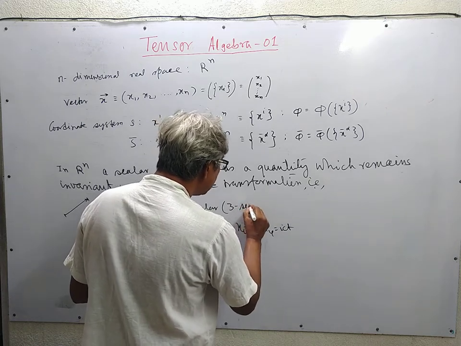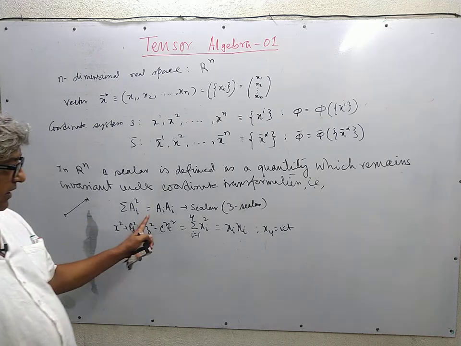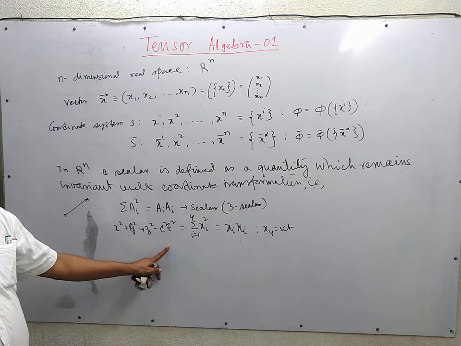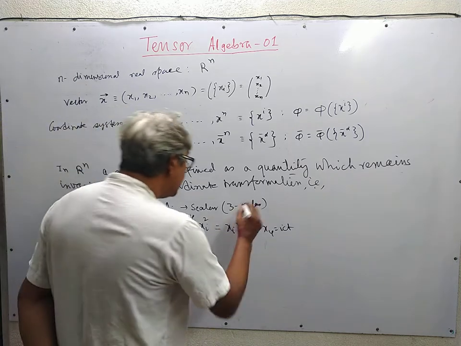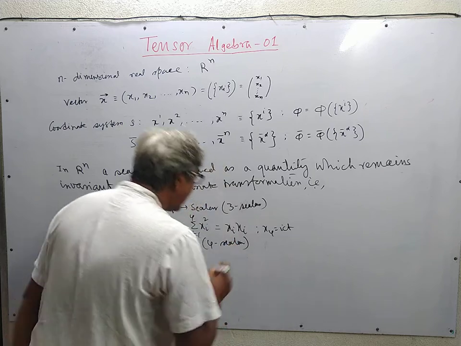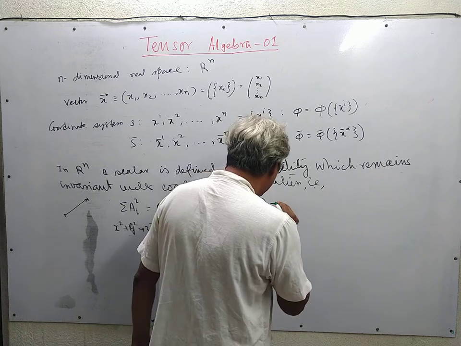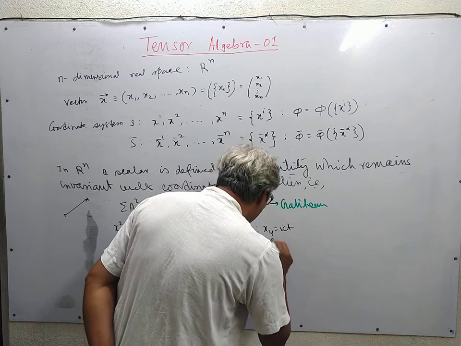Those who have already undergone the course on special relativity know that it is a scalar in Galilean form. So it is a 3-scalar, and this is also a scalar in the 4D Minkowski space. So it is a Lorentz scalar, a four-scalar. So we may call it a Galilean scalar, and it is a Lorentz scalar.